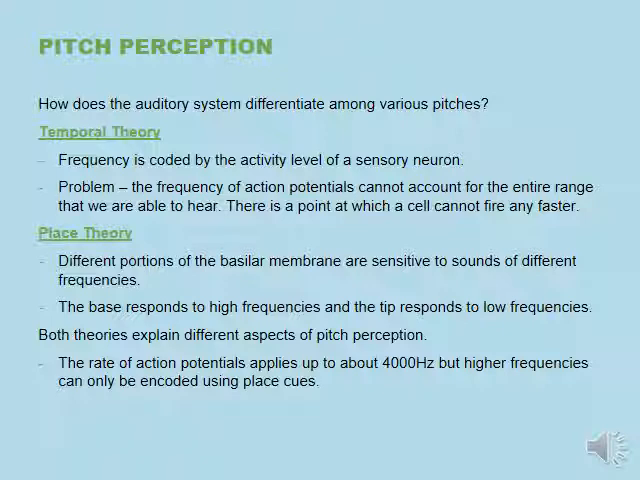And then you have the place theory. Different portions of the basilar membrane are sensitive to sounds of different frequencies. The base responds to high frequencies, and the tip responds to low frequencies. Both theories explain different aspects of pitch perception. Again, the rate of action potentials applies up to about 4,000 hertz, but higher frequencies can only be encoded using place cues.